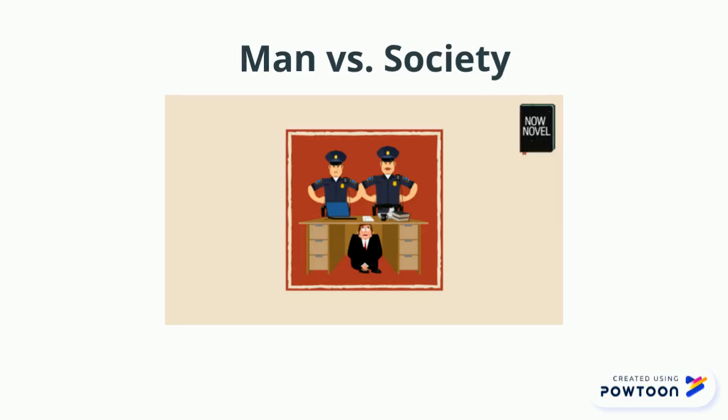Now we get to man versus society conflict. With this type of conflict, what it means is a character has these very strong desires to do something. However, society says, no, you can't do that. It's against the rules. It's against the law, which is why you see a man about to get arrested.